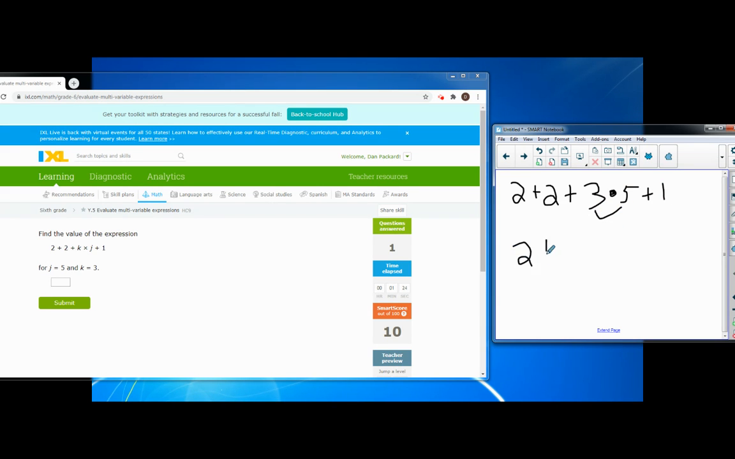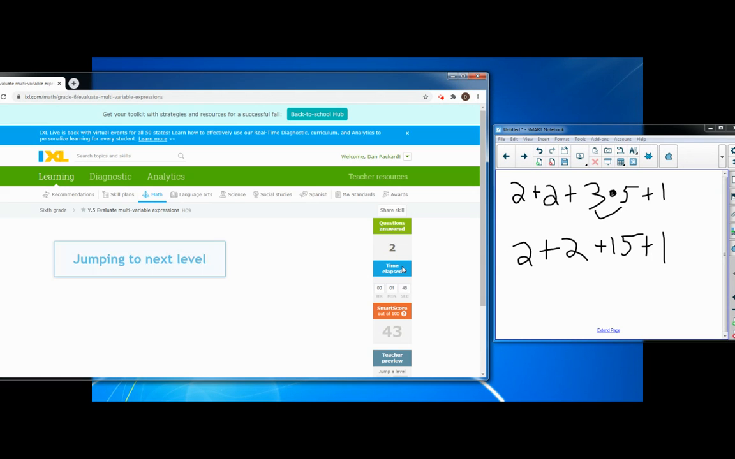So we have 2 plus 2, 3 times 5 is 15, plus 1. And I can go ahead and add up all these. So that's 2, 4, 19, 20. Okay, let me jump a level here. Again, U plus T, just 1 plus 18 is 19.